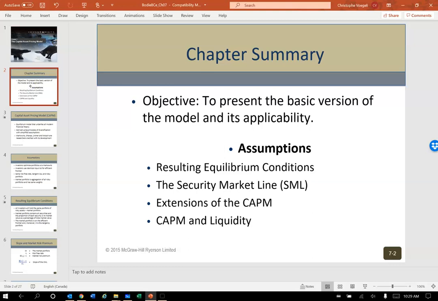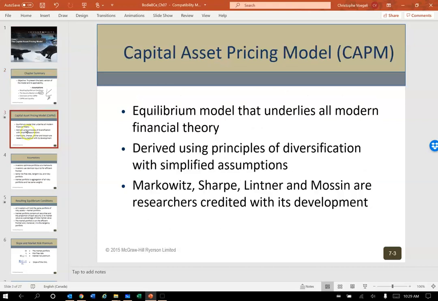So what we'll talk about is the model, the security market line, which we've talked about, with beta on this axis, and how to price securities and different types of CAPM. We will not talk too much about those, quite frankly, and then we'll talk about liquidity. So again, it's a very powerful model. The book will talk about that.